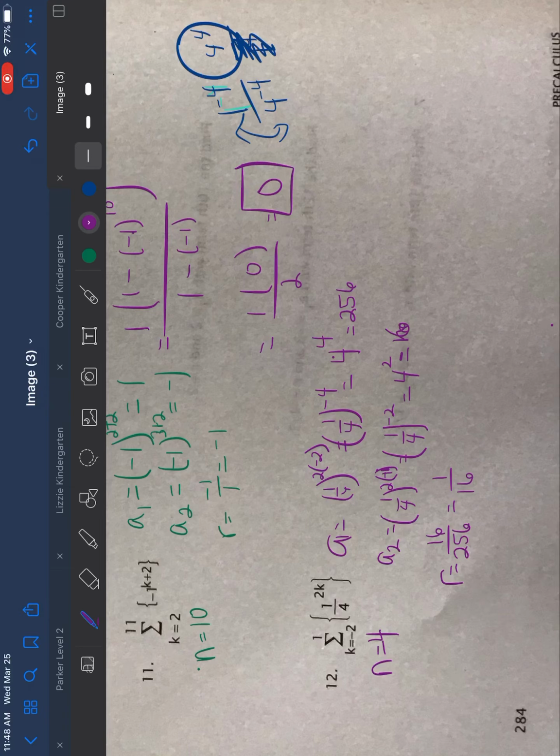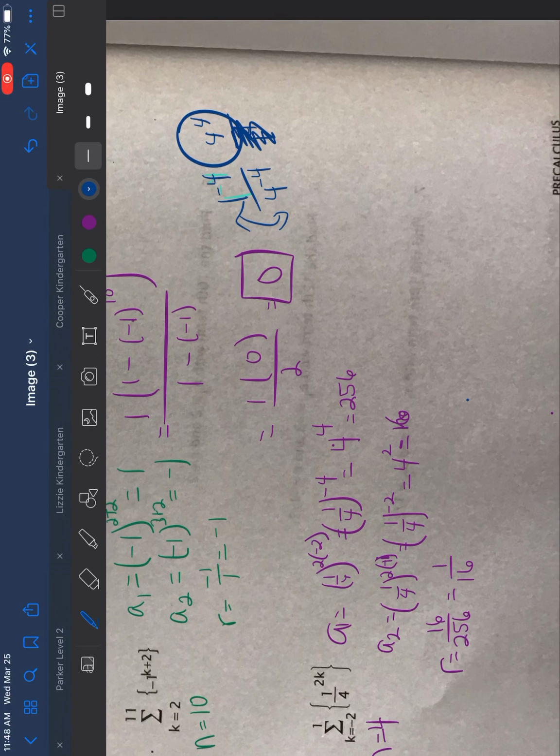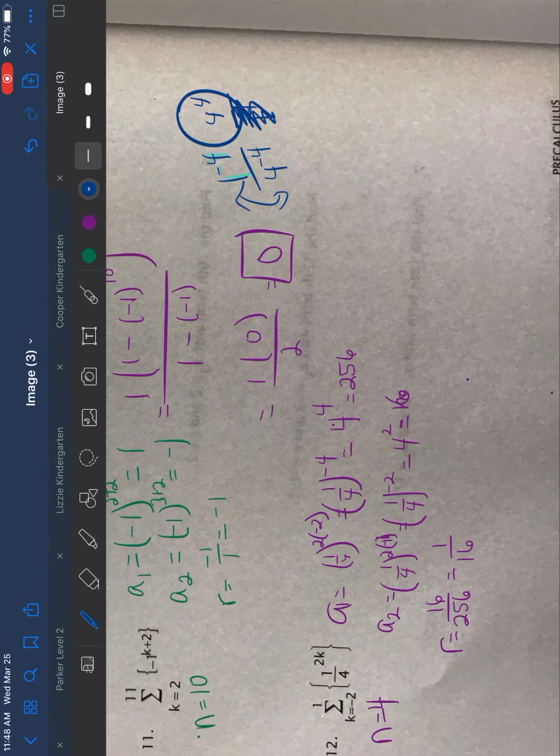There we go. Lots of things, all divisible by 4. So just know they're built on the same number, so there's going to be some reducing that happens along the way. Plugging this into our formula, we've got a sub 1, which is 256 times 1 minus r to the n. So this would be 1 minus 1/16 to the 4th power all over 1 minus r.